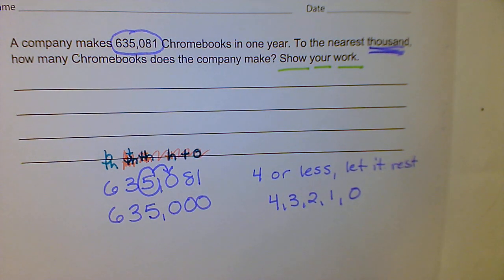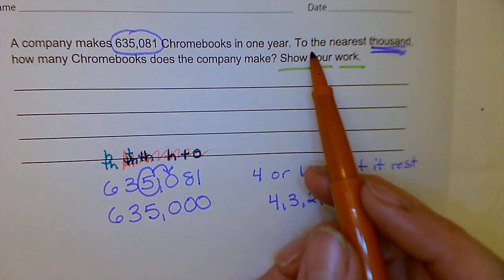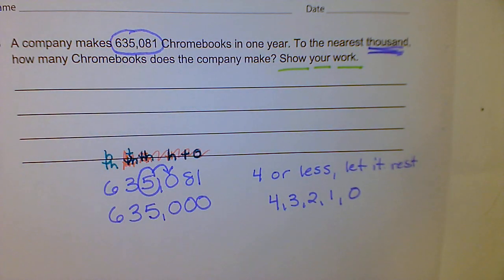So now we want to answer the question. So we want to write a sentence of some sort to answer the question. So we're going to restate it. It says, to the nearest thousand, how many Chromebooks does the company make?